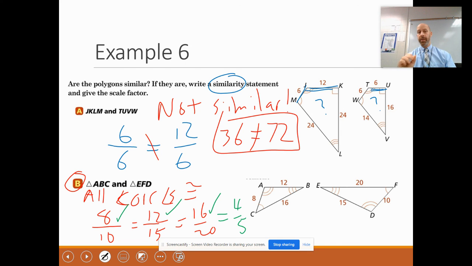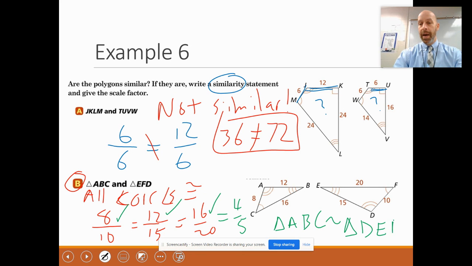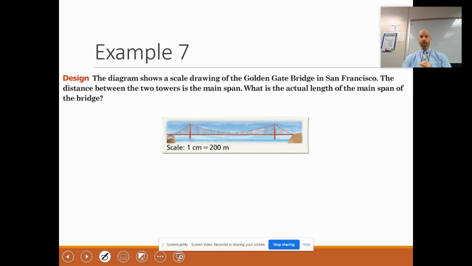ratio of 4/5, and we know that all the corresponding angles are congruent. Therefore, we can conclude that triangle ABC is similar to triangle DEF. And so that's our answer. So this one was a yes. They are similar. Okay, last example, we'll wind this down.